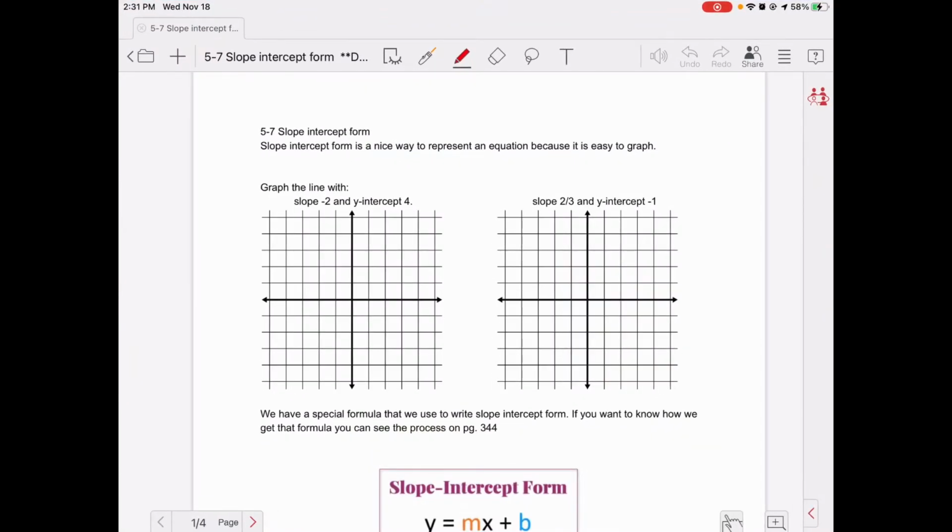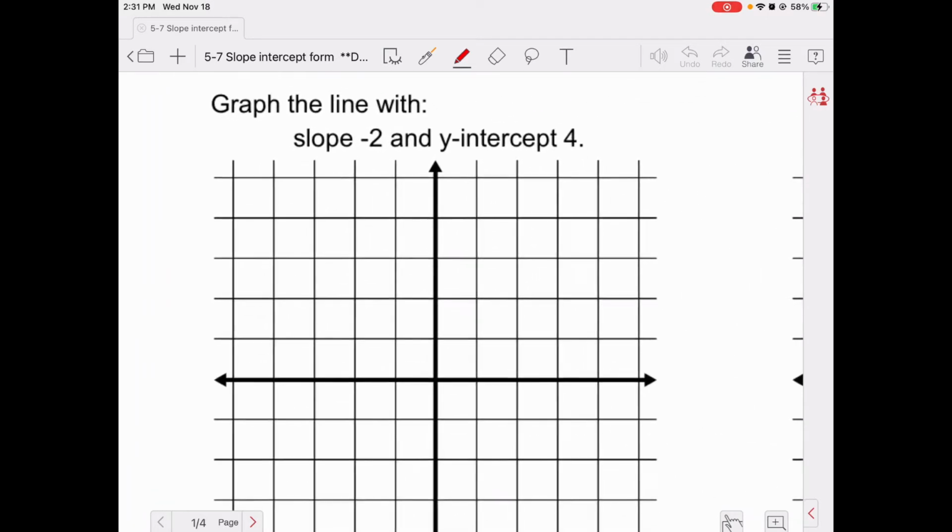Now, slope-intercept form is just a nice way to represent an equation, and it's a linear equation because it's very easy to graph, okay? So we're going to practice graphing if I have the slope and the y-intercept. So remember, the slope is my rise over run, and my y-intercept is where I cross at the y-axis. So the first thing we're going to do is graph the y-intercept.